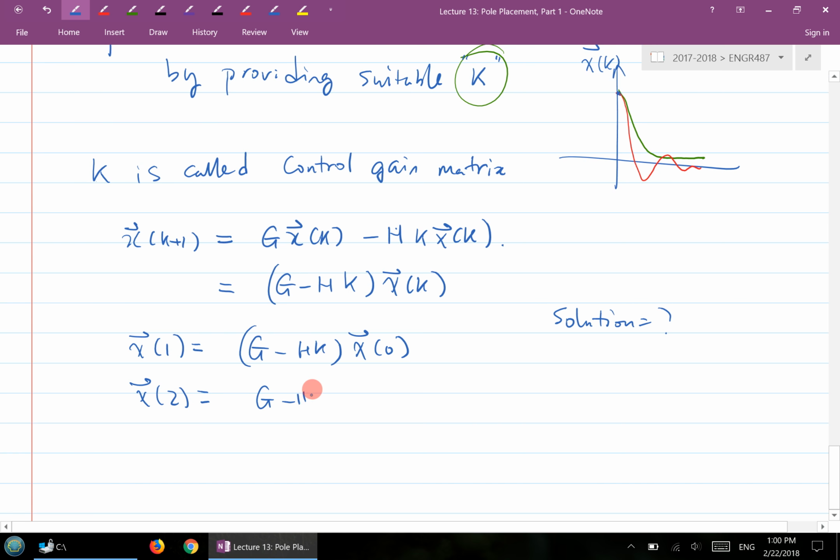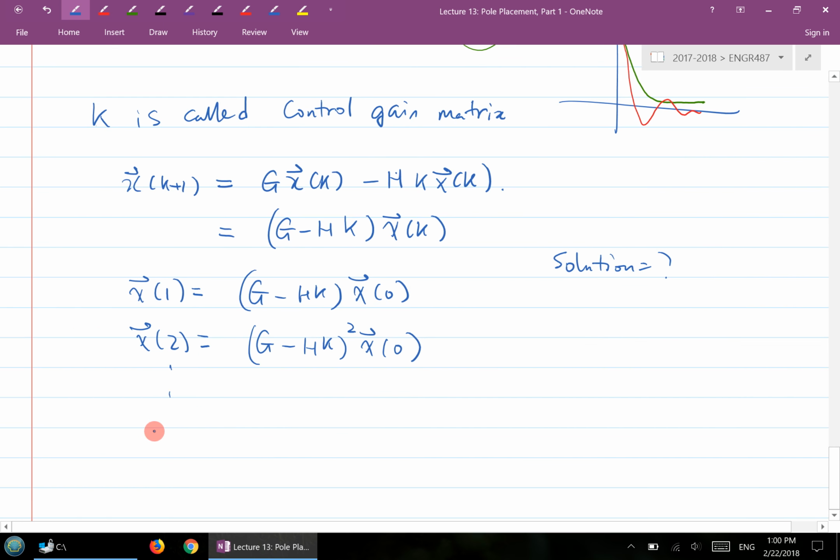So then the second one will become square now, x of 0. So you can iterate up to, let's say, x of k, and that gives us (g minus hk) to the power k times x of 0. Okay, this is a solution. That's the solution for this closed loop feedback system.